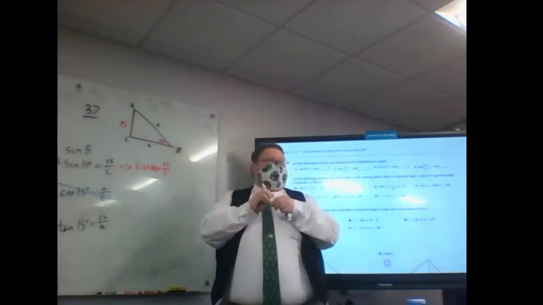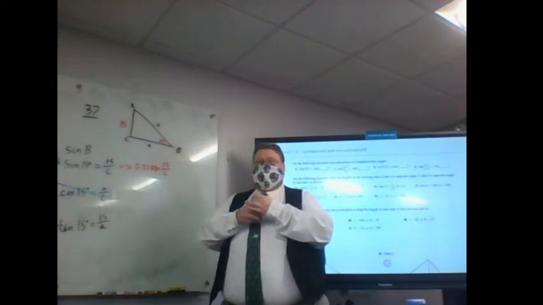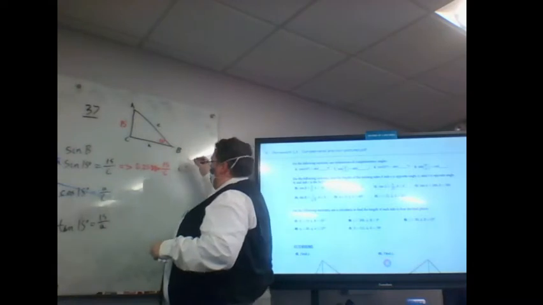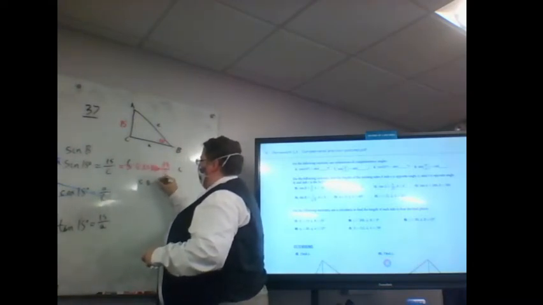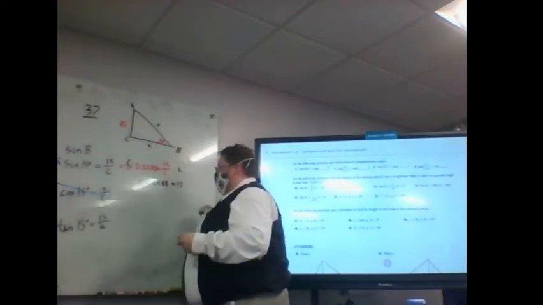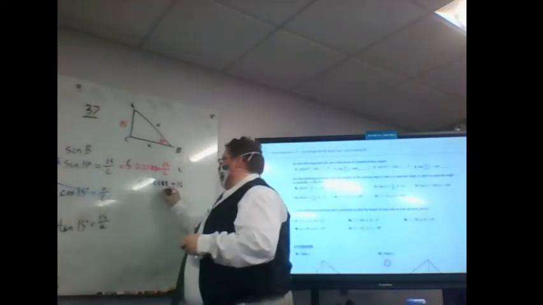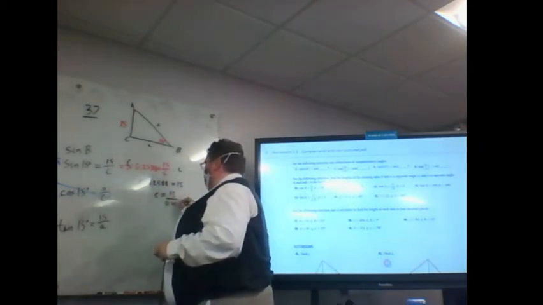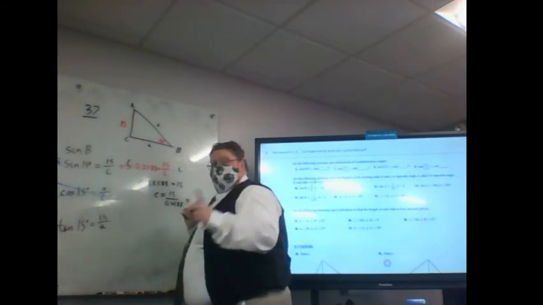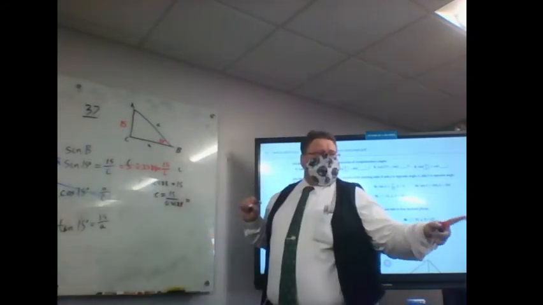Now I can solve this like we did last week's problems. First step, multiply both sides by C. This gives me C times 0.2588 equals 15. Divide to get C by itself. Now I need that number, Daisy. C is equal to 15 divided by 0.2588, which is 57 point something you said?